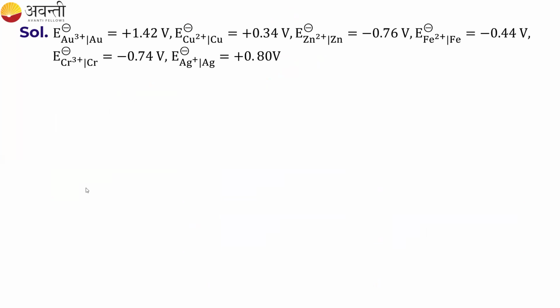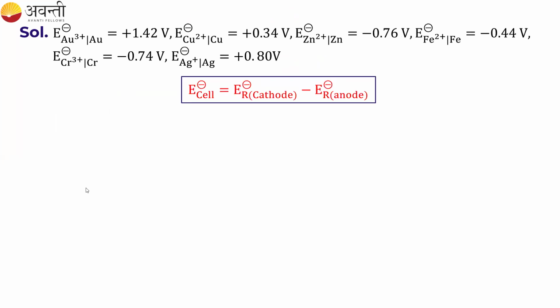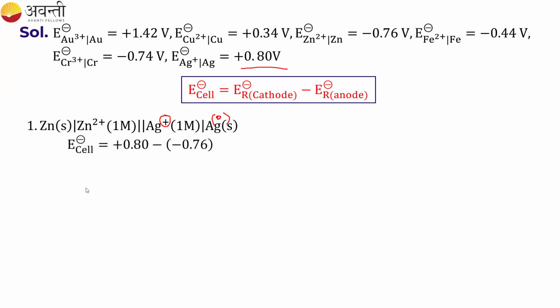So here are the values of each and every species, and we know the formula: E naught cathode minus E naught anode. Taking the first reaction, in the cathode reduction occurs. So Ag plus is getting reduced to Ag here. Silver is the one which is getting reduced, and its value for Ag plus/Ag is given as 0.80, and for zinc 2 plus, in terms of reduction potential, it is 0.76. Just substitute and add those things and get the answer as 1.56 volt.